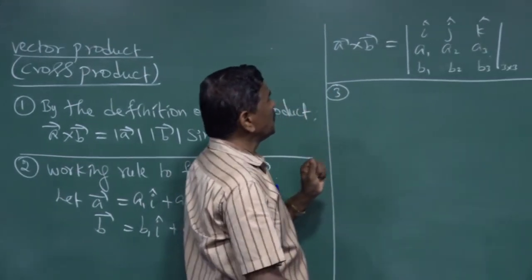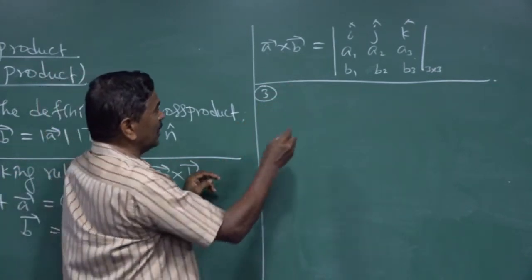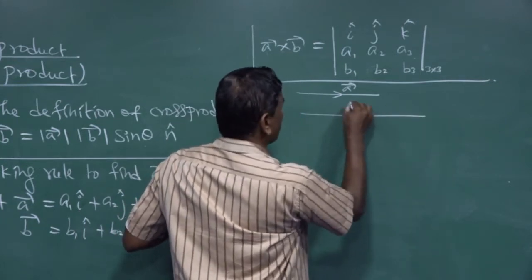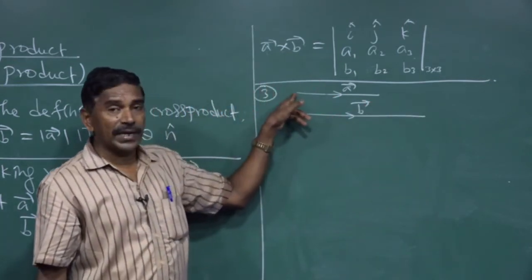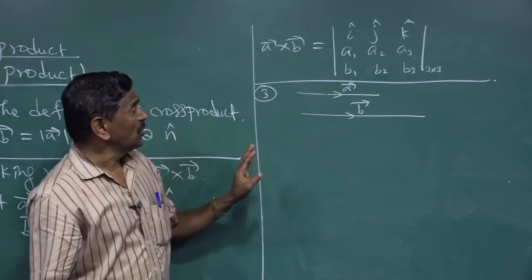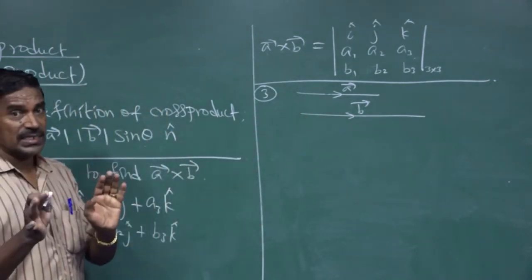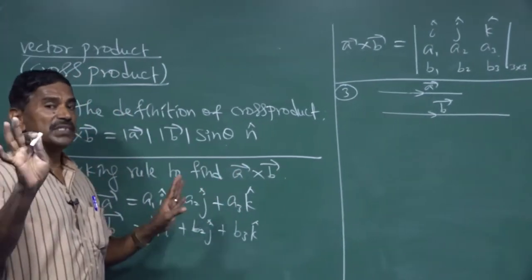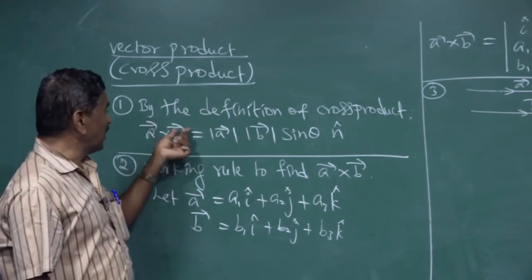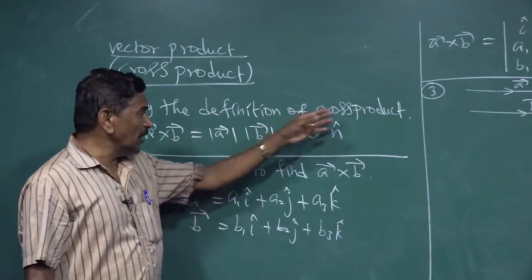The third one is very simple. Suppose A vector and B vector are parallel. Listen, this is A vector and this is B vector. What can we say from this diagram? Yes, A vector and B vector are parallel. Every time we want to use the definition of cross product. That is very important. To learn this exercise, we must use the definition of cross product every time. The definition of cross product is A vector cross B vector is equal to modulus A vector into modulus B vector into sin theta into n cap.